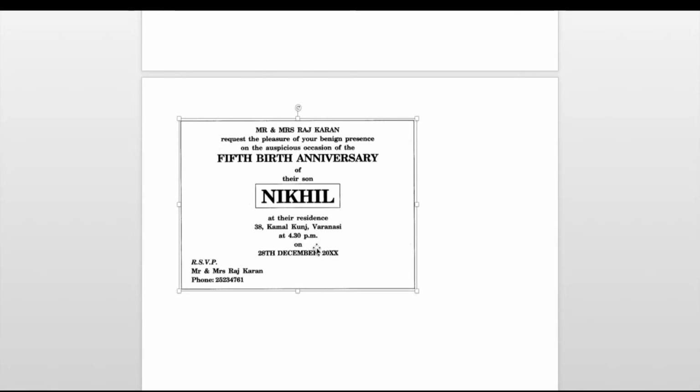When are they organizing it? They are organizing it at 4:30 p.m. on 28th December, and they have given the RSVP. So what is RSVP? RSVP means respond if you want to come or not, a response as soon as possible. So if you want to come or not, you have to respond to that person as immediately as possible.